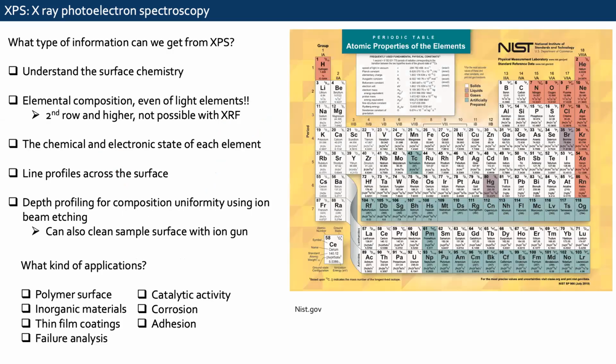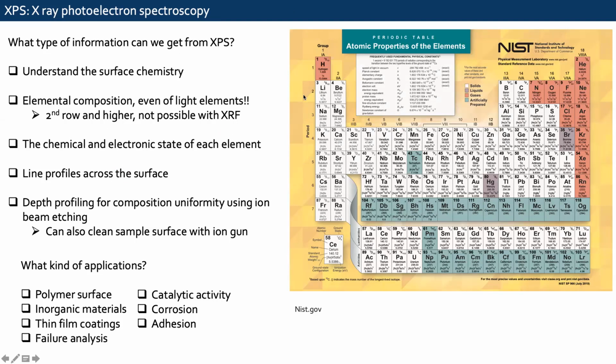So what type of information can you get? You can understand the chemistry and measure the elemental composition of every single element except hydrogen and helium. That's pretty powerful and gives you some advantages over other techniques like XRF, where you might not be able to get, let's say, the lithium content or something.